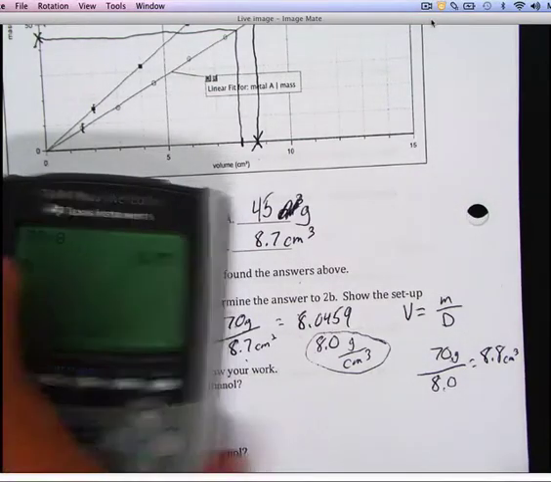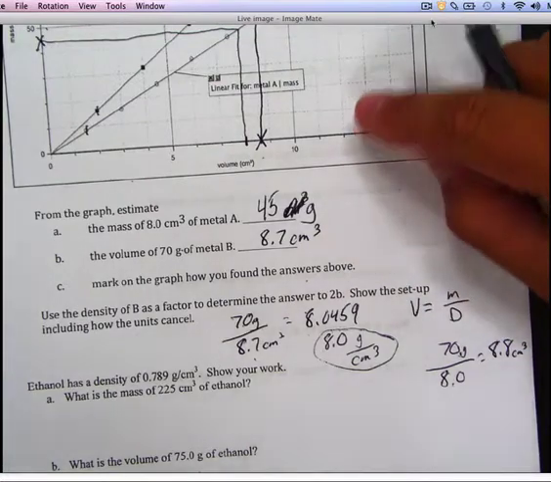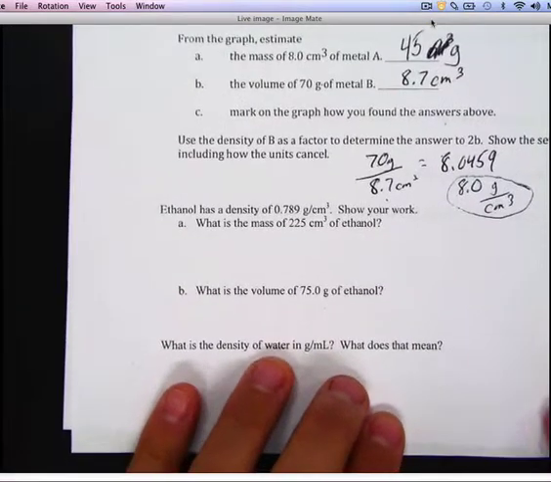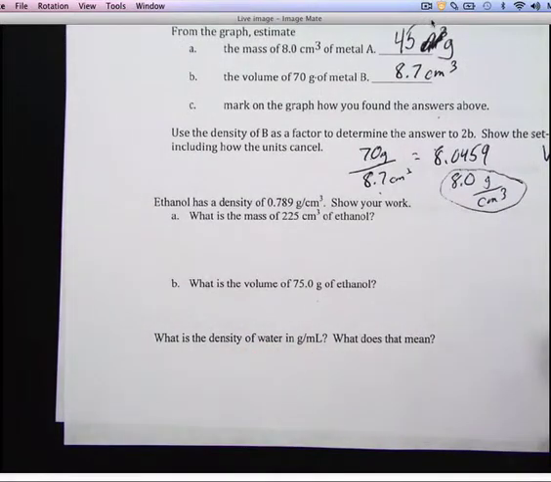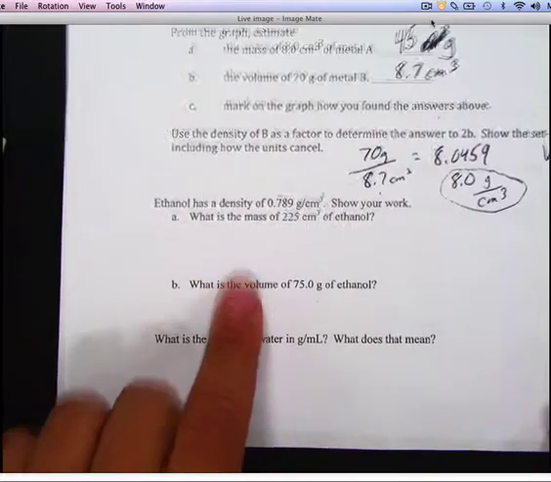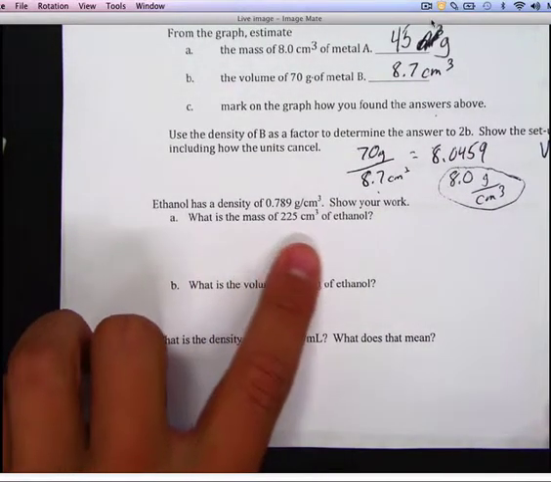All right, so be able to find the mass, volume, and density, not just by looking at the graph, but also by doing calculations. And that's what this next part is. It's all about revisiting the calculations. It has nothing to do with the graph, it just has everything to do with actually calculating density. So the first question is, what is the mass of 225 cubic centimeters of ethanol?